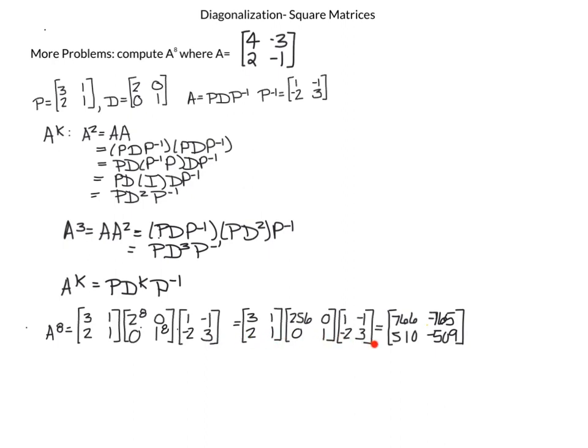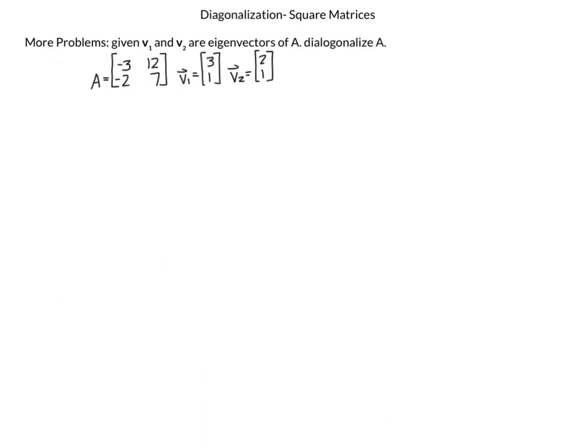And if you do the multiplication out, you'll get a final answer of 766, 510, and the second column is minus 765, minus 509.